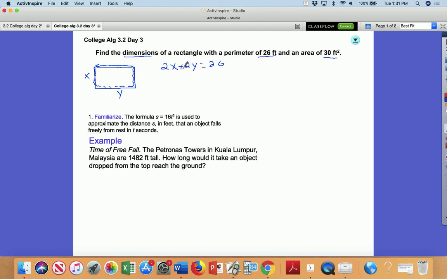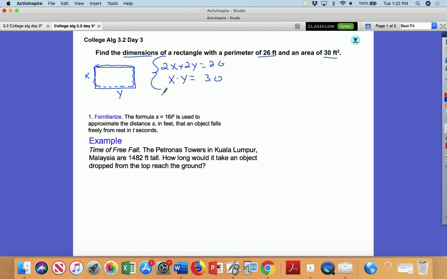Okay, how about the formula for area? How about the equation for area? X times y equals 30. All right. So really what you have here is a system of equations, and I'm going to kind of lead you where I want you to go, okay?